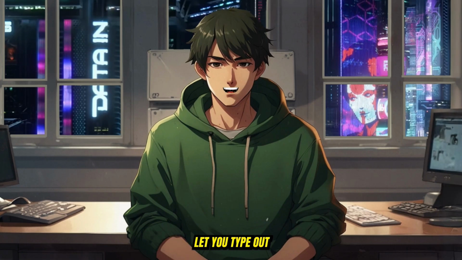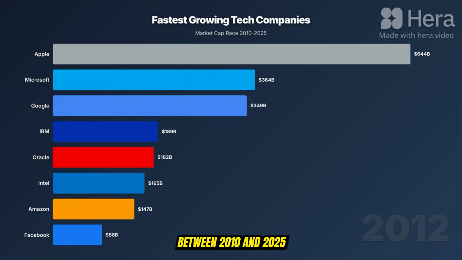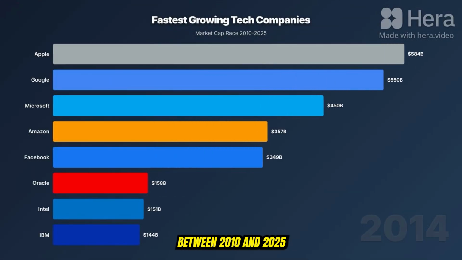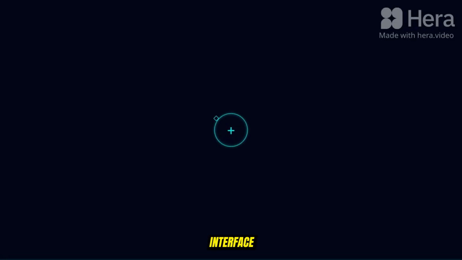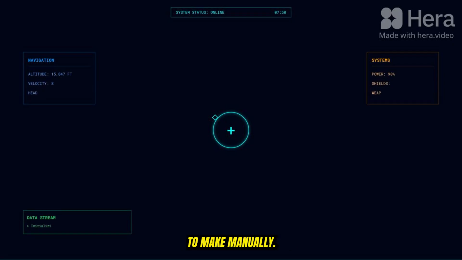But that's exactly what's happening right now with AI motion graphics generators. These tools let you type out what you want, like a bar chart race showing the fastest growing tech companies between 2010 and 2025, or a futuristic HUD interface loading up on screen. And within seconds, you get a polished animation that looks like it could have taken hours to make manually.